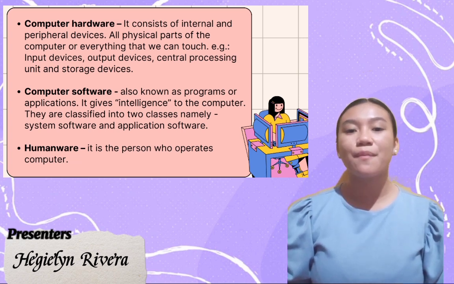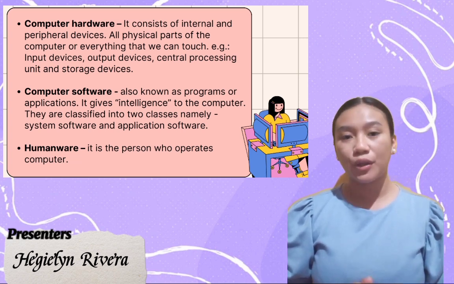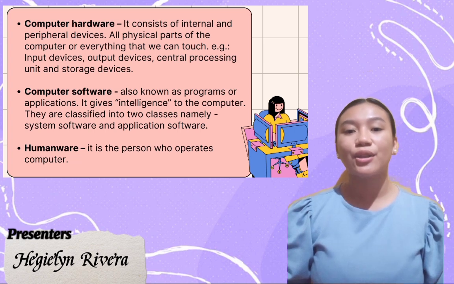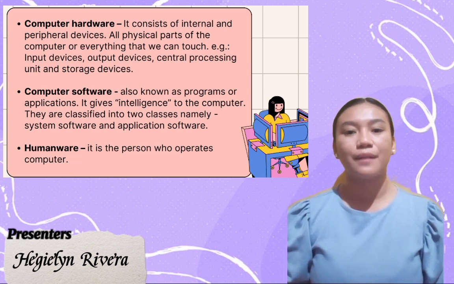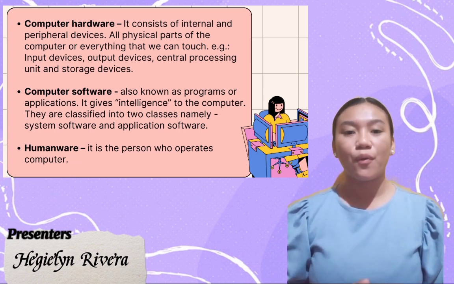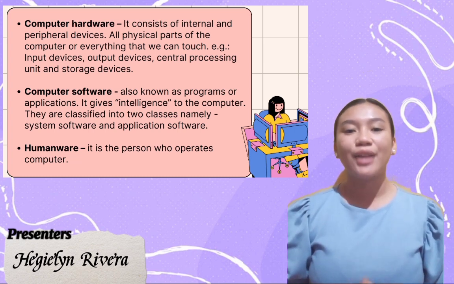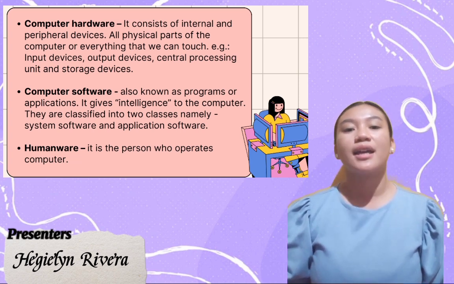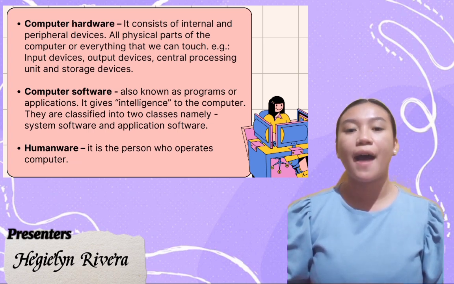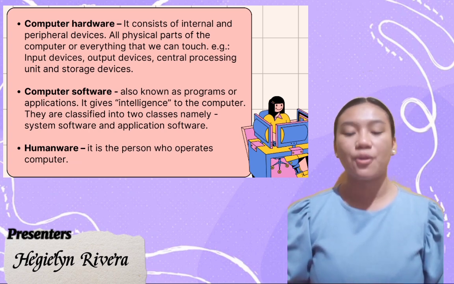When you say system software, it is a type of computer program that is designed to run a computer's hardware and application software. An example is Microsoft Windows. On the other hand, application software provides users with tools to perform a specific task. For example, Microsoft Office, yung mga Microsoft Word, Microsoft Excel, at PowerPoint. Yun yung tinatawag nating computer software.